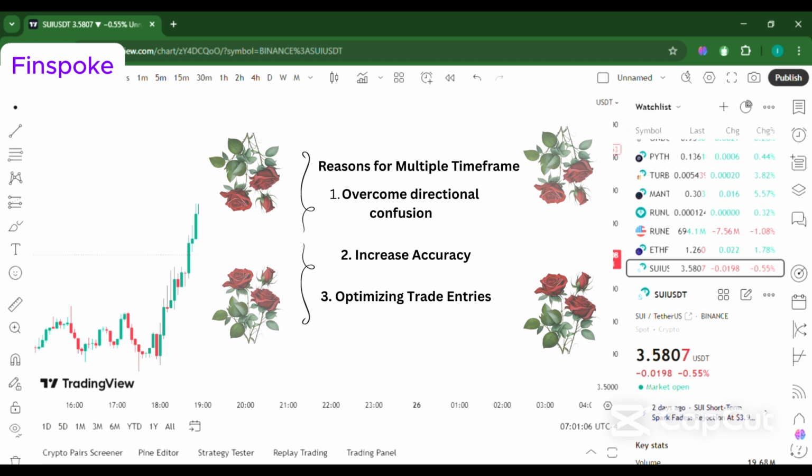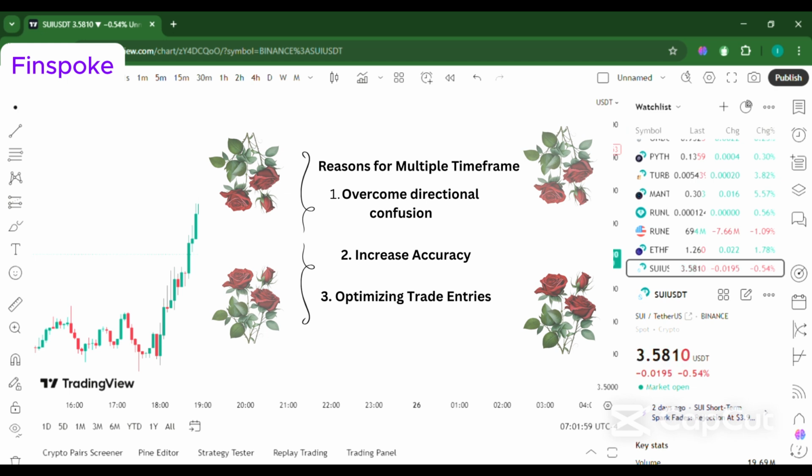And reason number 3 is optimizing your trade entries. It doesn't matter whether you are trading crypto, forex, or you are using traditional chart patterns, trend lines, support and resistance, demand and supply, liquidity, or price action. Top-down analysis is key if you really want to get sniper entries or high probability setups.